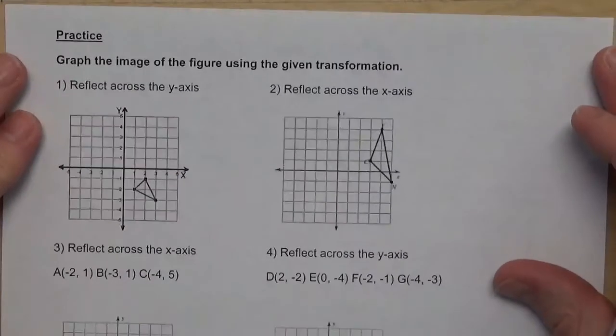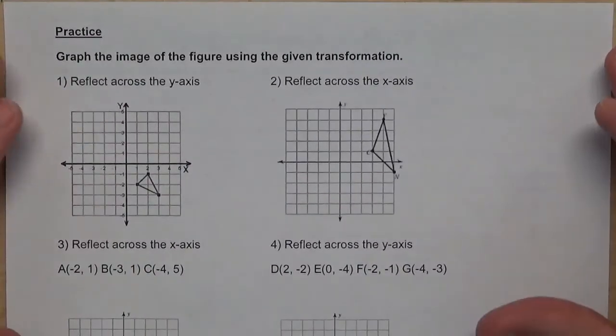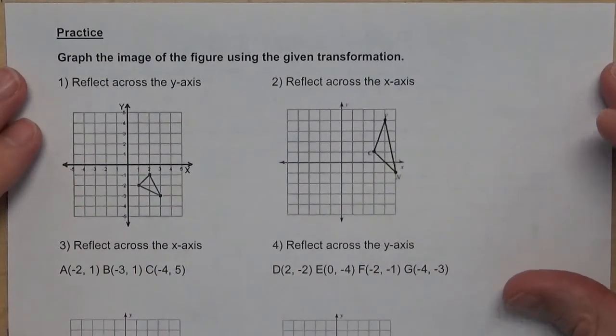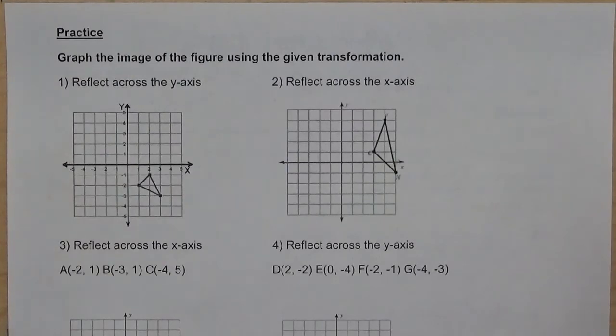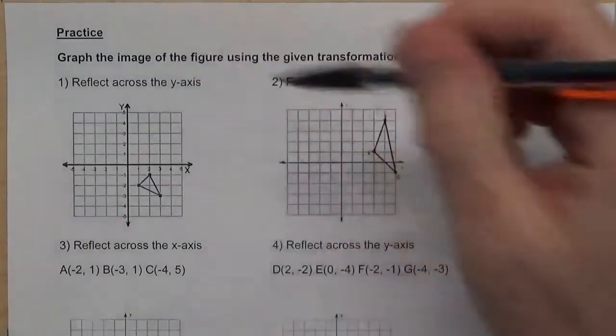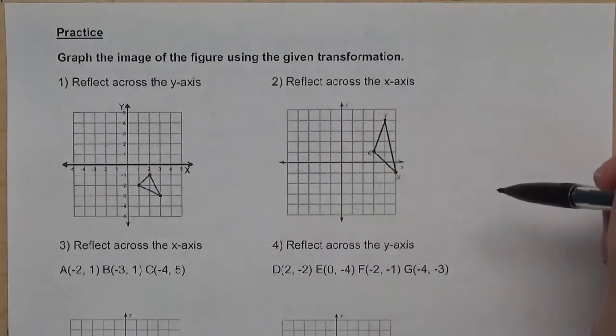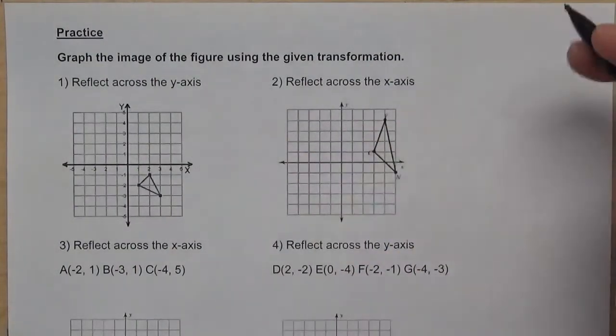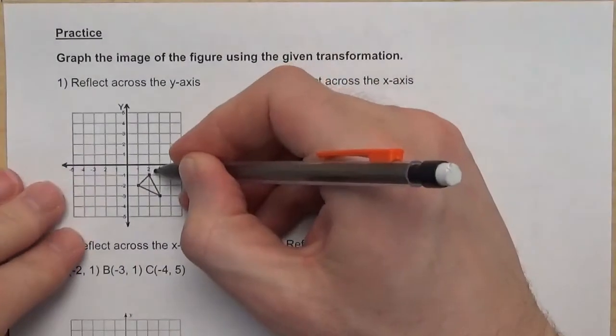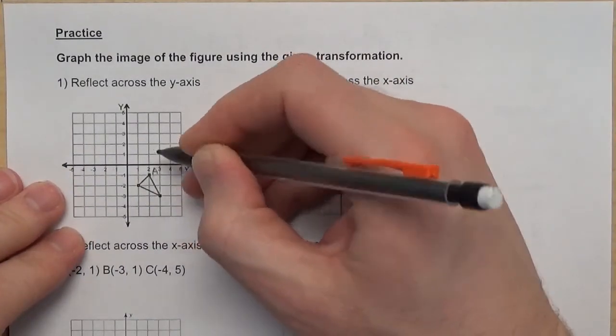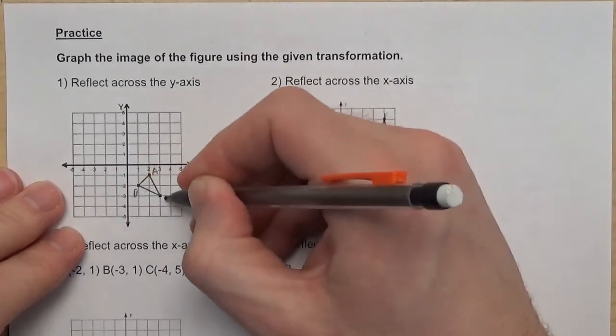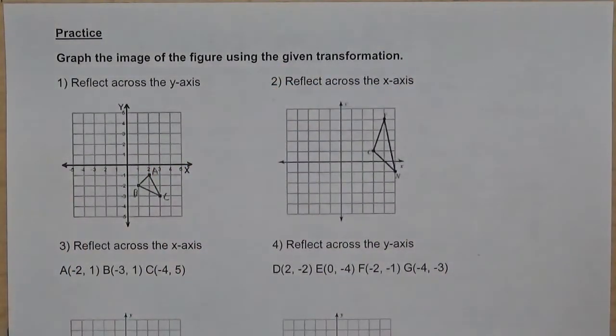All right, let's flip over to the back side here and take a look at some of these practice problems. We're going to do a few of these. This says graph the image of the figure after using the given transformation. So this is going to be a reflection across the y-axis. For some reason this one wasn't labeled. Let's go ahead and label these, because usually it's good to have your vertices labeled. So we'll call this one A, this one B, and this one C. Go ahead and label that real quick.